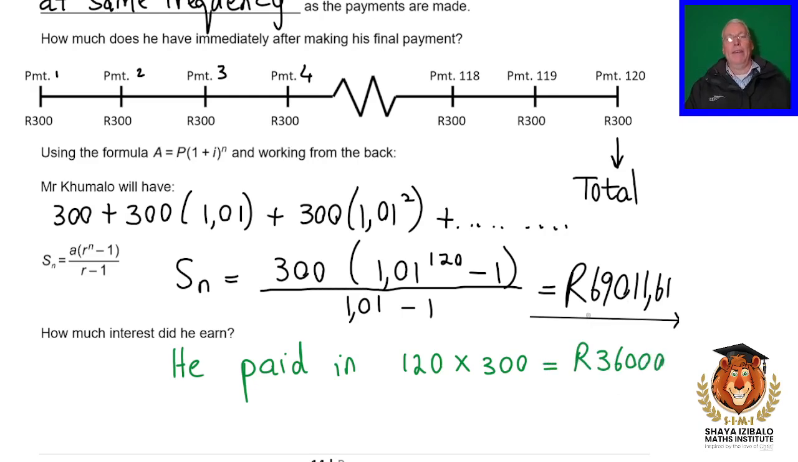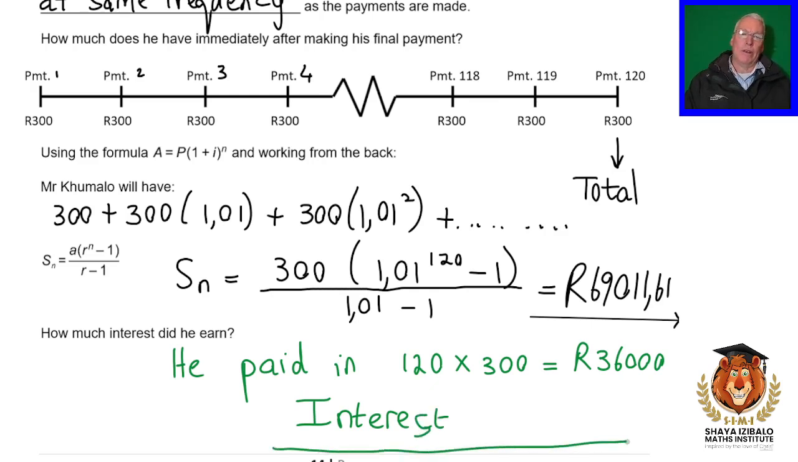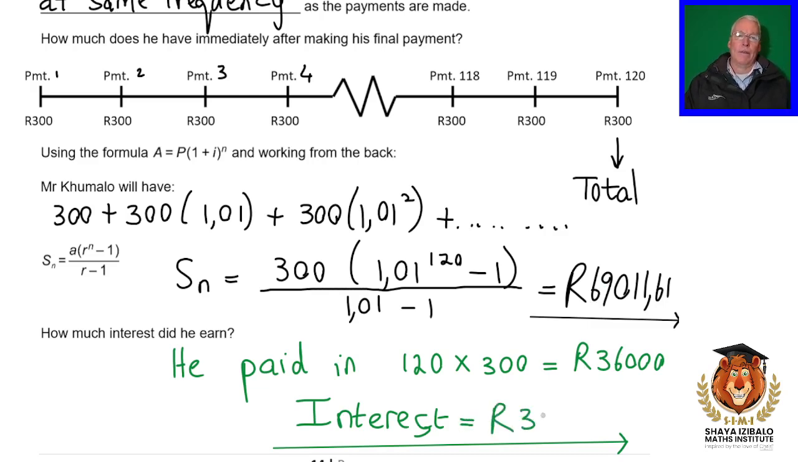But he ended up with 69,011 Rand and 61 cents. So the interest is just the difference between those things. There's no other place money is coming from. He's putting money in and he's earning interest. So the difference between those, if we just subtract them, and we can actually subtract them in our heads, it's going to be 33,011 Rand and 61 cents.